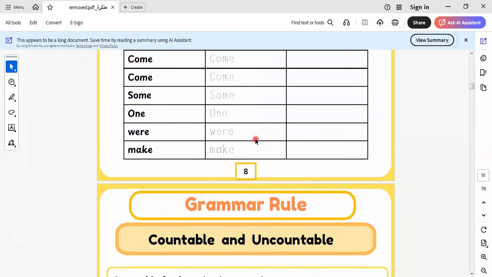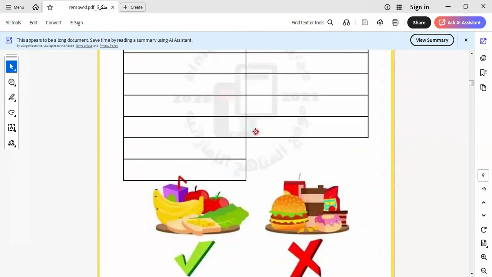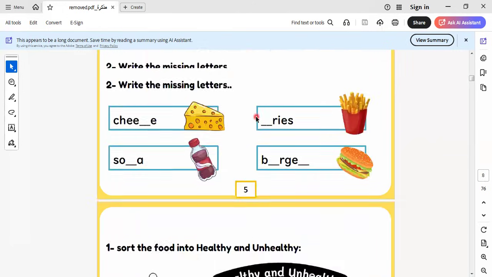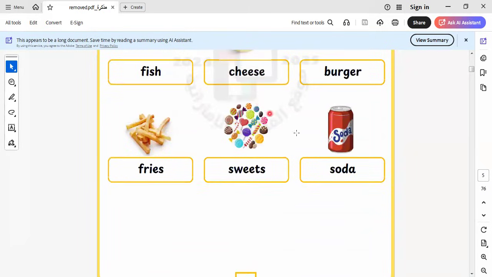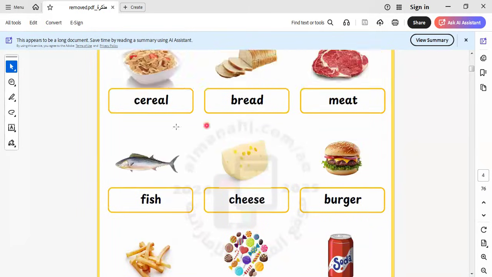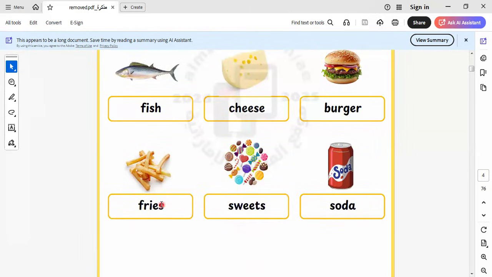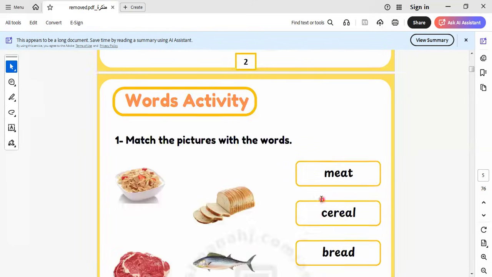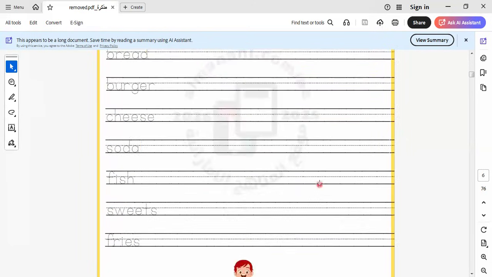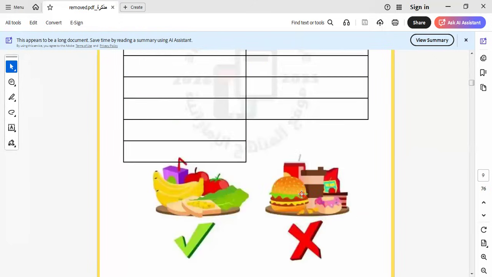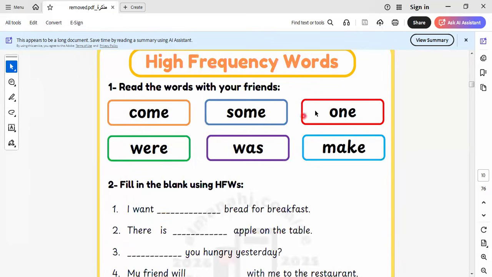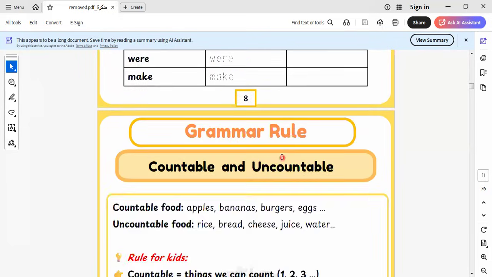Okay, so here we have some vocab we learned in the first unit. We learned the words meat, burger, fish, sweets. Here we learned cereal, bread, meat, burger, cheese, fish, fries, sweets, and soda. These are the words that we learned in this part. In this part, we learn other words, let's know them together: come, some, one, make, was, and where.